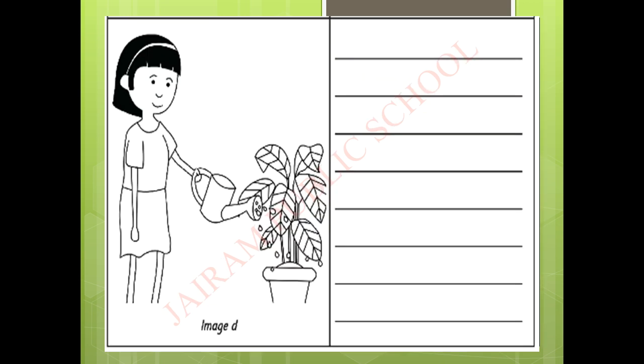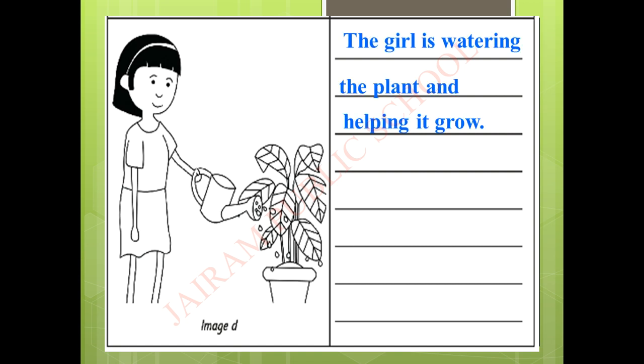Next picture. What is the girl doing? Yes, she is watering the plant. Yes, of course, this is the correct action. How can you describe this? The girl is watering the plant and helping it grow. As this is the correct action, you can color this image. So image B and D you need to color.